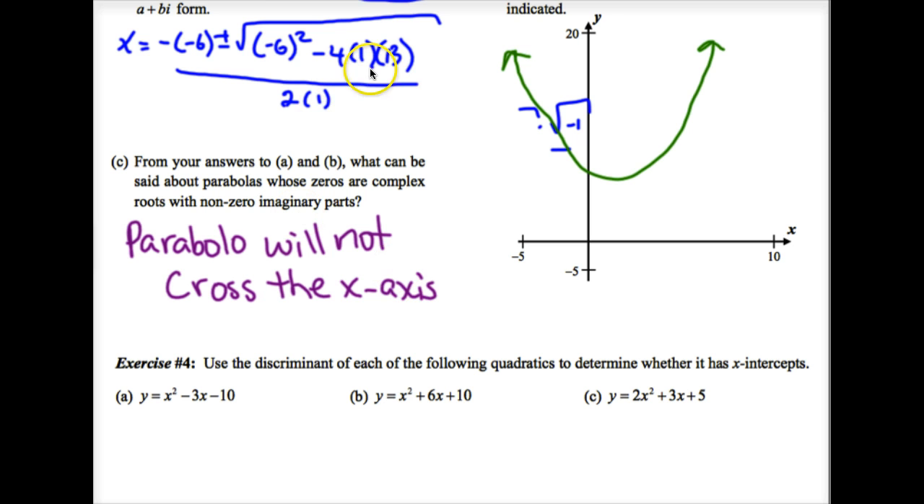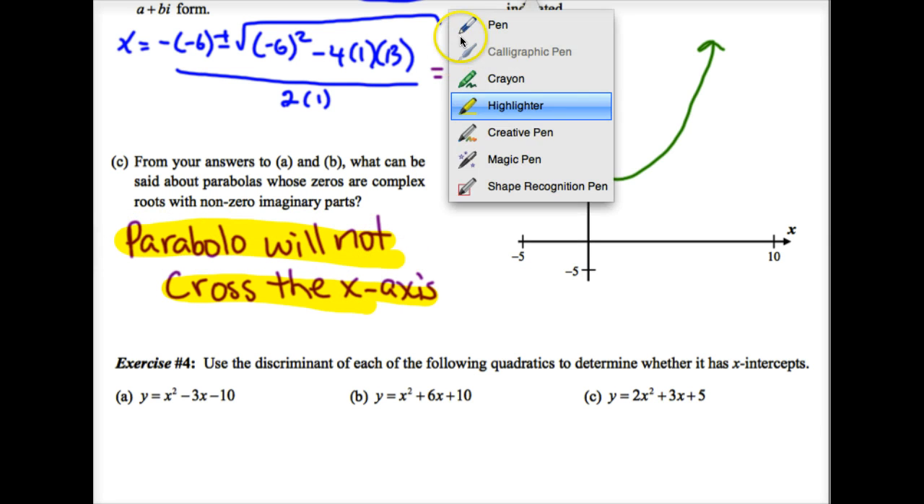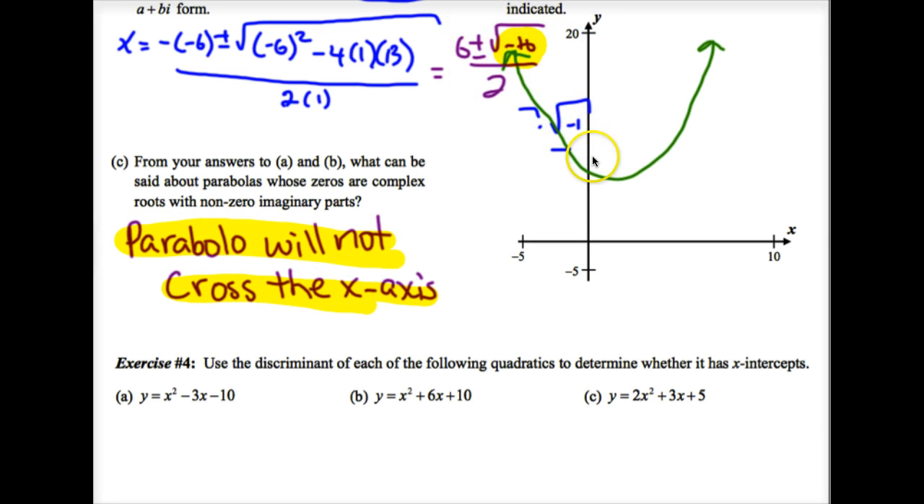x-axis. So again, this here was equal to 6 plus or minus square root of negative 16 over 2. Whenever you have this negative under the square root, it just means that it will not cross the x-axis. And as you can see from drawing it, it would never intersect this axis. This axis, sorry.